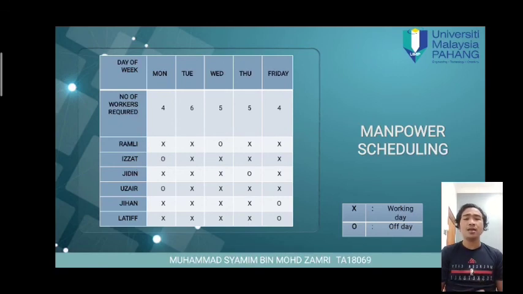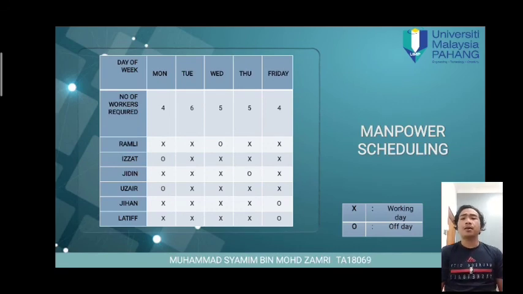For example, on Monday our gross demand is 70, so we decided to take only four workers. In our manpower scheduling, Ramli, Jidin, Jihan and Latif will be in charge. For Tuesday, our gross demand is the highest of any day, so we take all the workers to be in charge on that day.